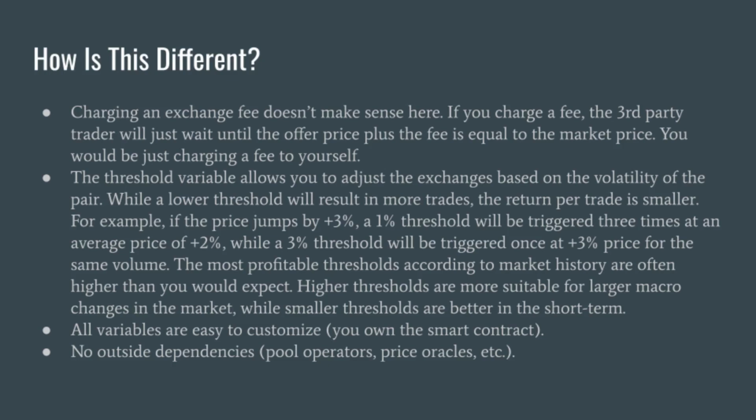The threshold variable also allows you to adjust the trades based on the volatility of the pair. For example, if the price jumps by plus 3%, a 1% threshold will be triggered 3 times at an average price of plus 2%, while a 3% threshold would have been triggered once at a price of plus 3%, all for the same volume. The best thresholds for a given market history is often higher than what you would expect. And you can change these variables however you like, since you're the one who owns the contract.